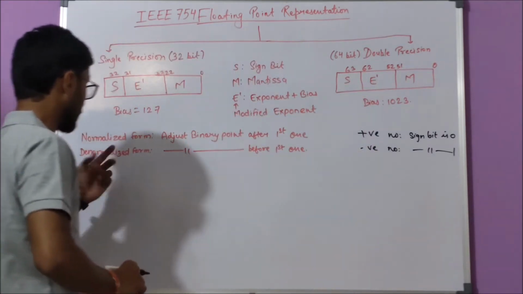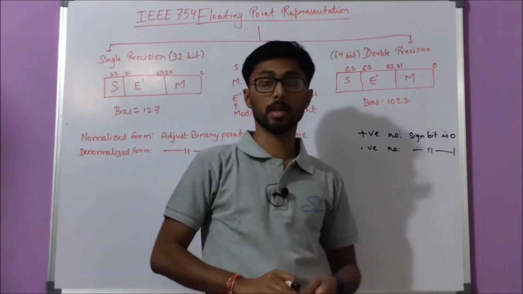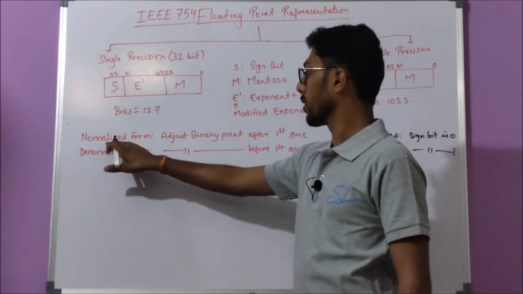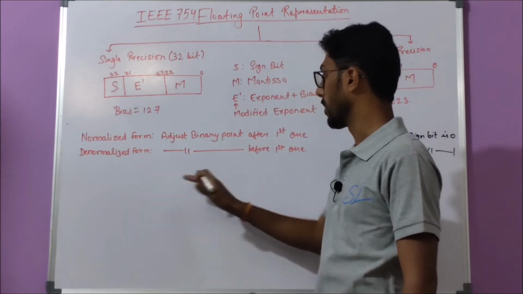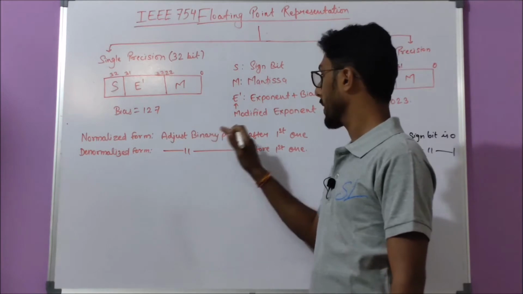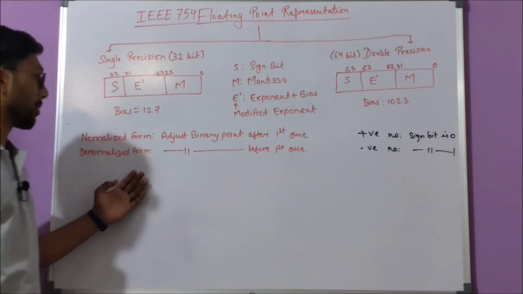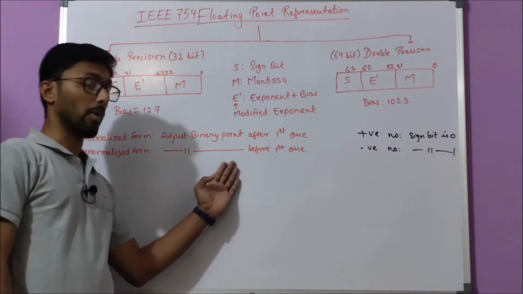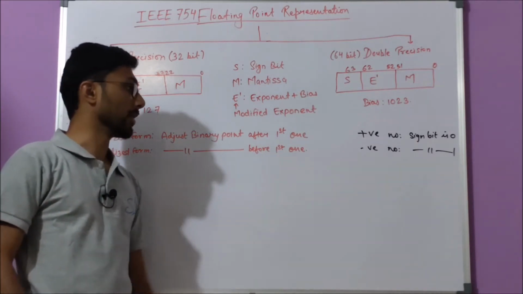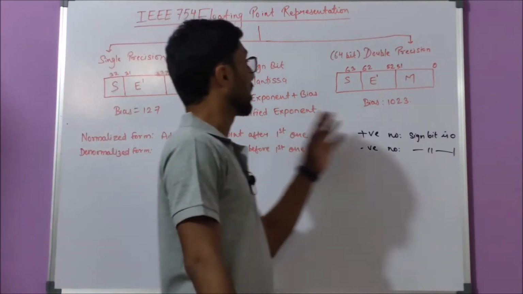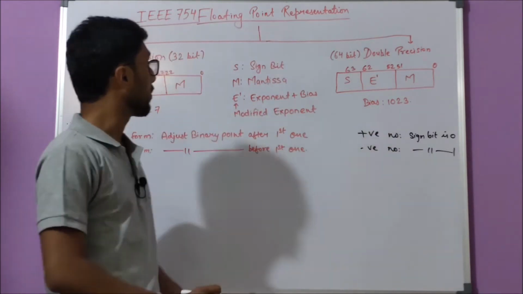Okay. Now there are two types of representation which are as follows: normalized form and denormalized form. In normalized form, the binary point is just after the first one of mantissa, and in denormalized form, binary point is before the first one. So let's take an example and see the representation in both the formats.